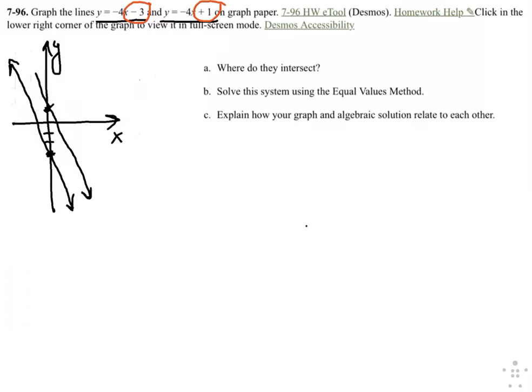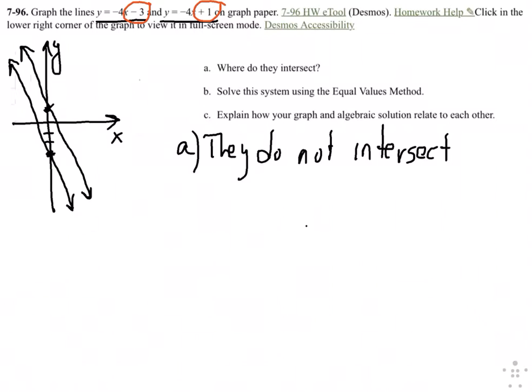So clearly they gave us two parallel lines, right? They have the same slope. So where do they intersect? For A, they don't, right? They do not intersect. And clearly they do not intersect because they're parallel lines, right? And they have different y-intercepts.